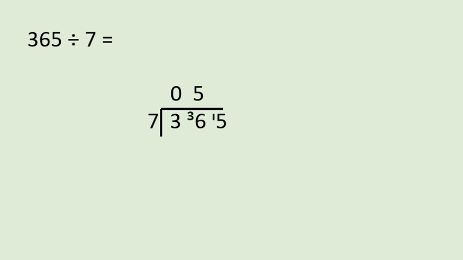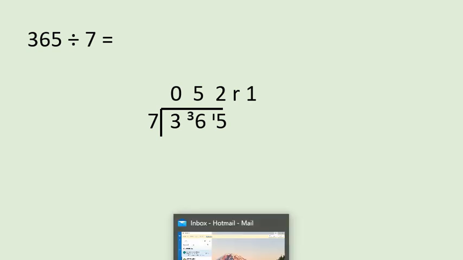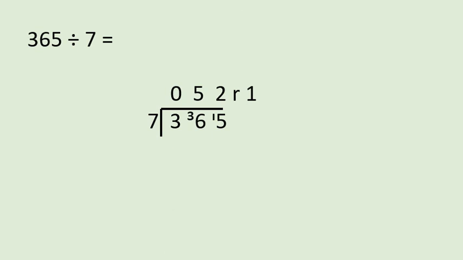So how many 7's go into 15? 7, 14. 7 goes into 15 2 times, with 1 left over. So I will write 2 above the line, remainder 1. So my answer for 365 divided by 7 is 52, remainder 1.